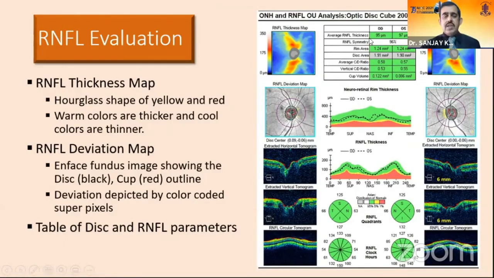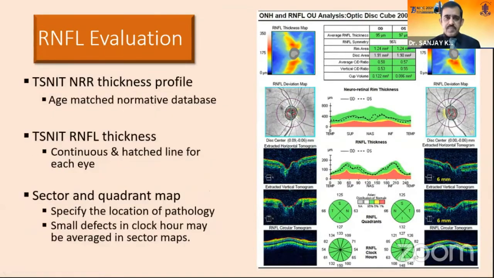Then we move on to the table of disc and RNFL parameters, which are matched with the normative database and color-coded. Then we examine the neuroretinal rim thickness and the RNFL thickness, which are given in TSNIT patterns. There are two lines. One is the continuous line, one is the hatched line for right eye and left eye respectively, and they are matched with the normative database and color-coded.